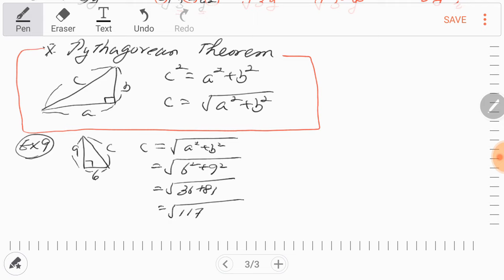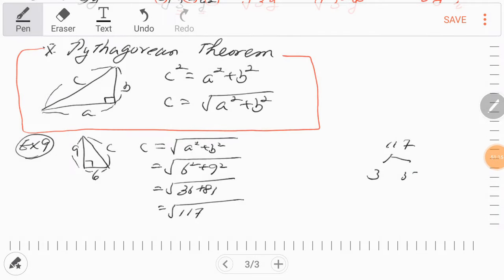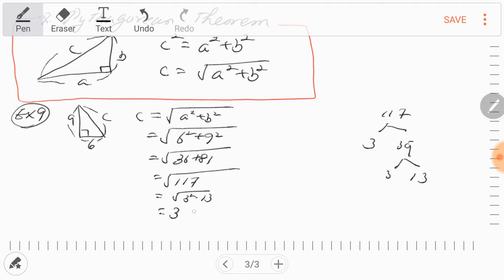And 117 is divisible by 3, right? So 3 times 39. And 39 is 3 times 13. So since this is a square root, you can write it as square root of 3 squared and 13. So that is equal to 3 times square root of 13. So this is the length of the side C.